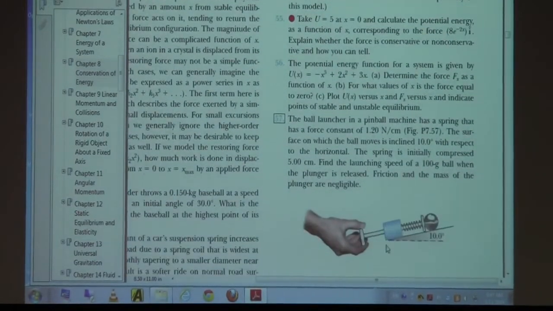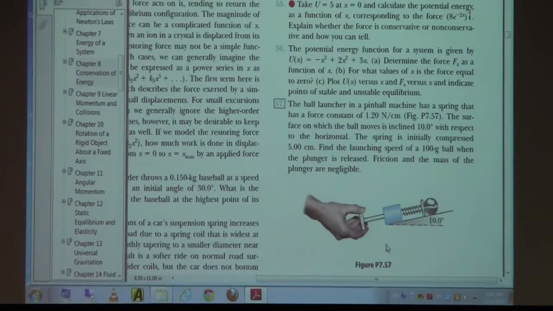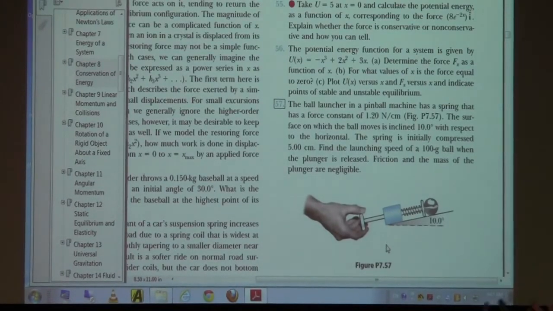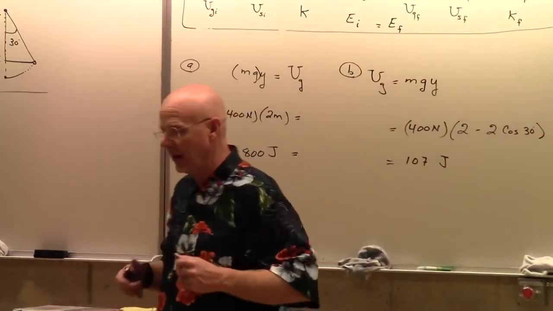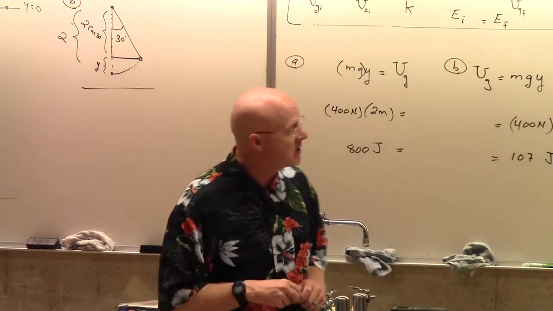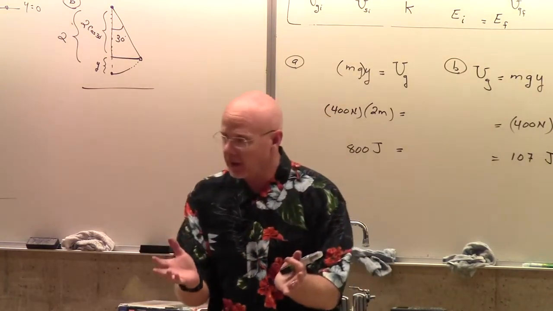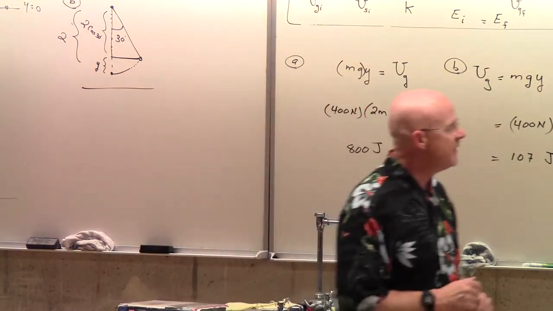I thought this would be a good last one to do in this chapter, because now we've done quite a few. We've done ones with springs. Actually, our spring had a double spring. We've done potential energy. We've done some kinetic energies. I think this has a little bit of everything in it. So let's read this one.